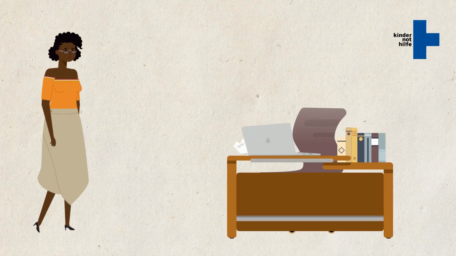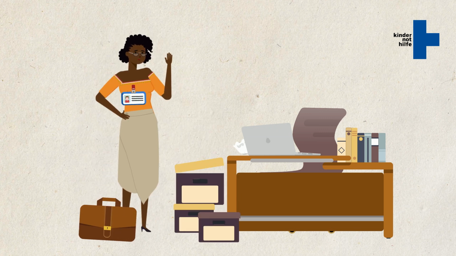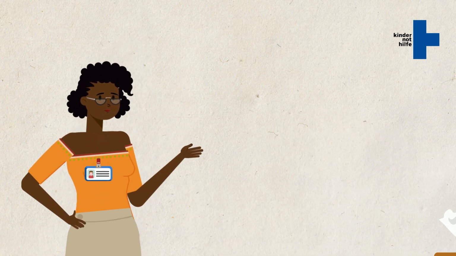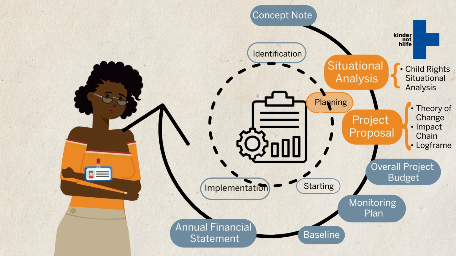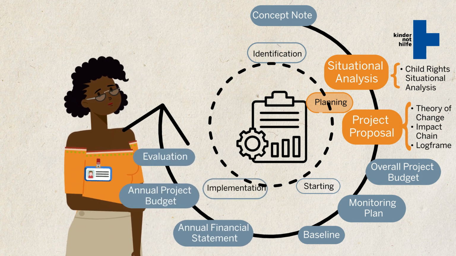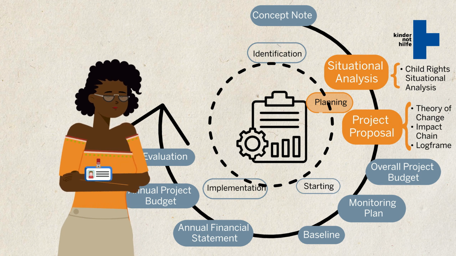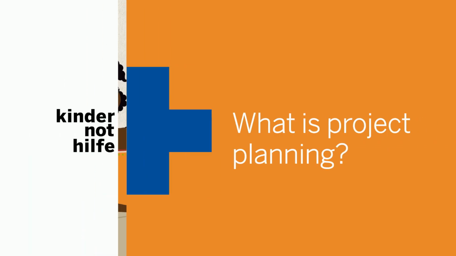Aisha just got a new job at a KNH partner organization and is about to plan her very first project. This video provides orientation on how to plan a project and develop its impact chain and logical framework by using the theory of change methodology and the results of the Child Rights Situation Analysis.